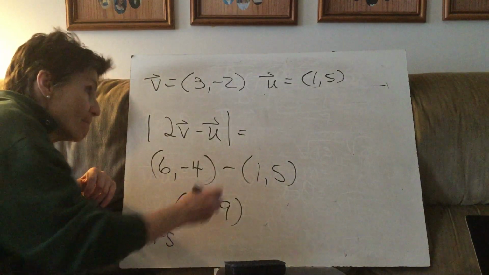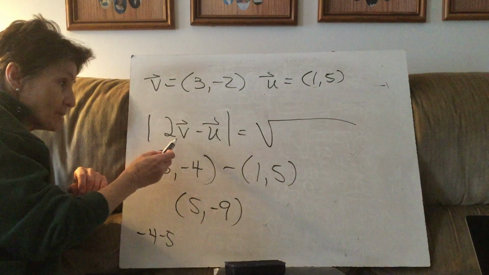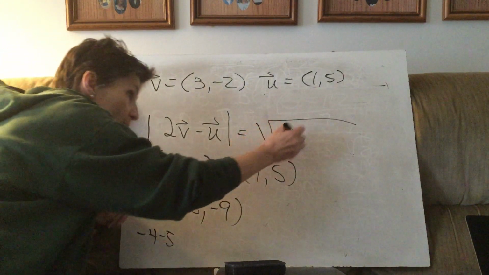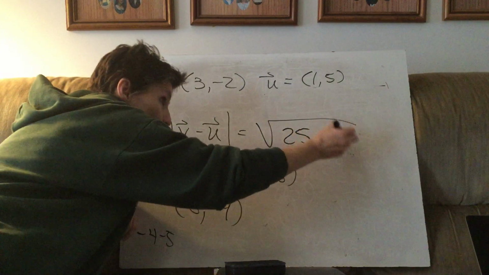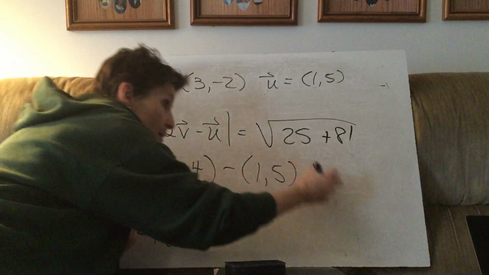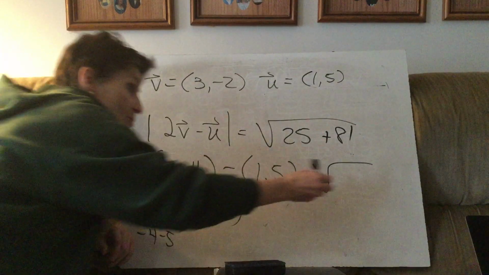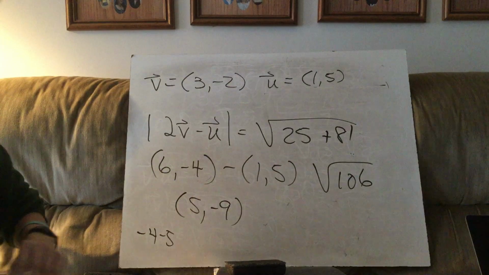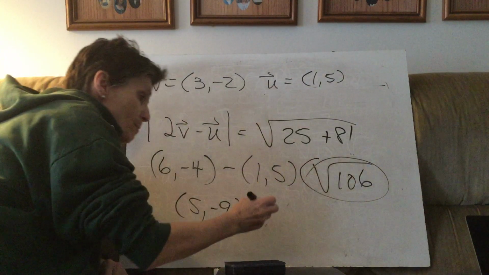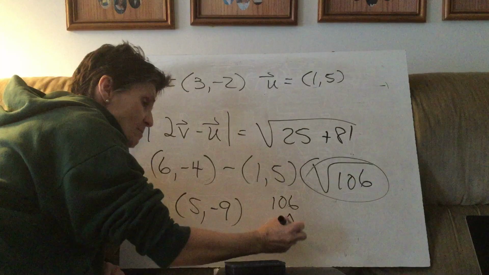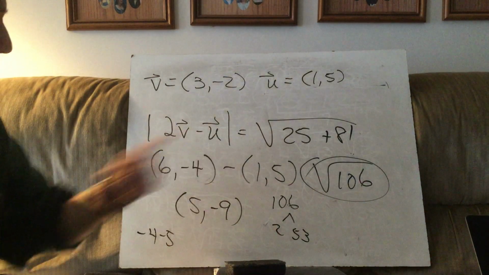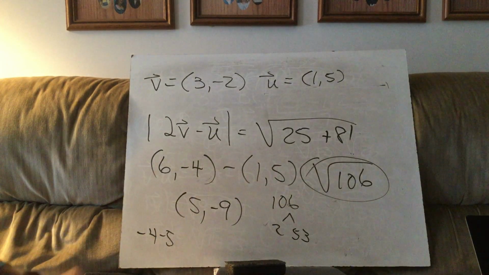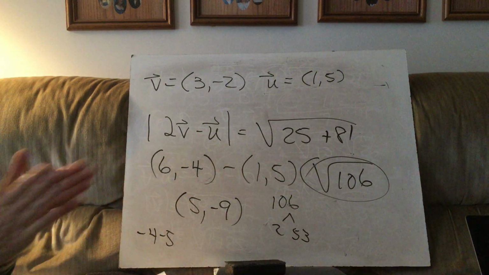And now we have to find the magnitude of that. So we did 2 times v minus u. We figured out what that was. Now we square the first one, square the second one, add them up and take the square root. So that's the square root of 106, which I don't think breaks down because 106 is 2 times 53. So the square root of 106 is the answer to the question. Good work.